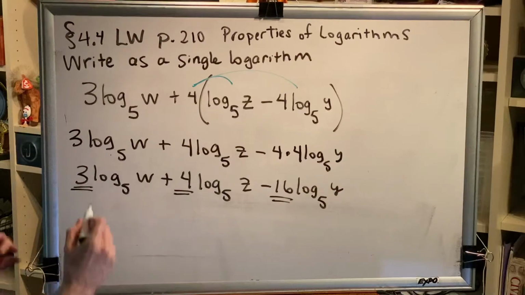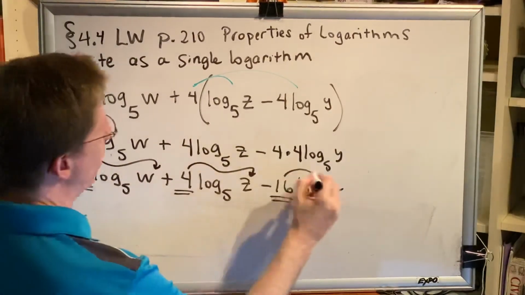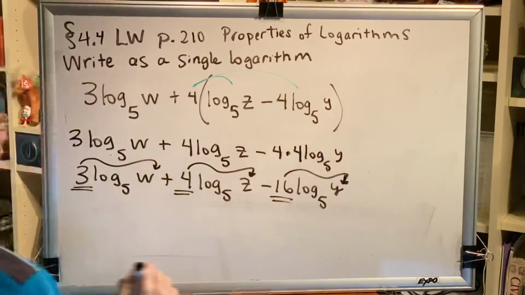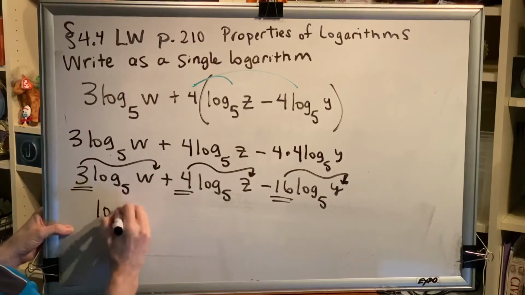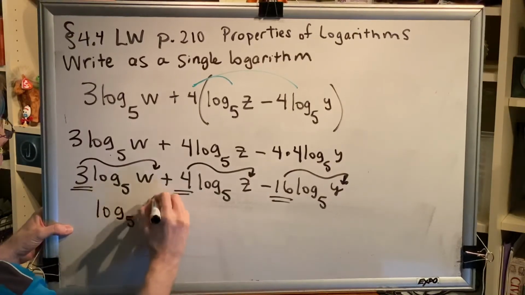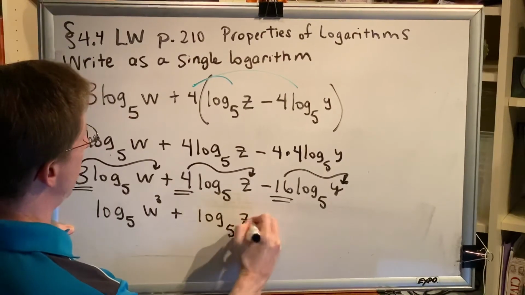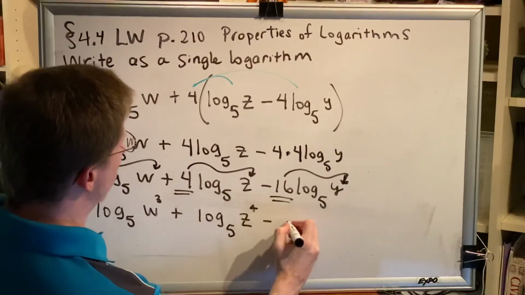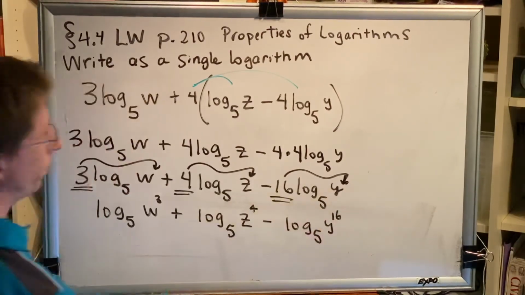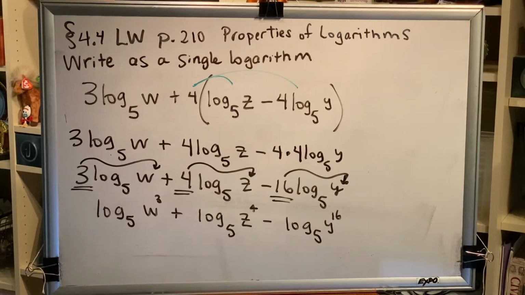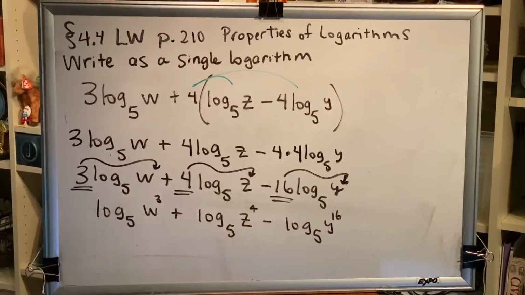We'll do that using the power rule, the power property. So we're going to make each one of those numbers in front of the log to be the exponent of the argument. So we get log base 5 of w cubed plus log base 5 of z to the 4th minus log base 5 of y to the 16th. Okay, so now we can finally combine these logs into one. They all have the same base and no numbers in front of them.